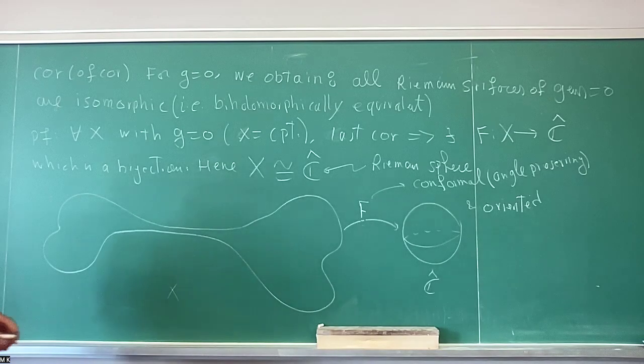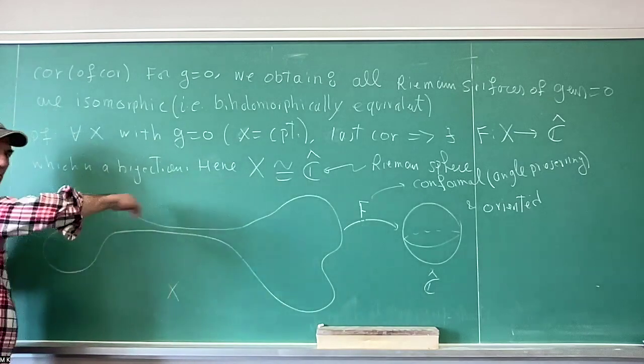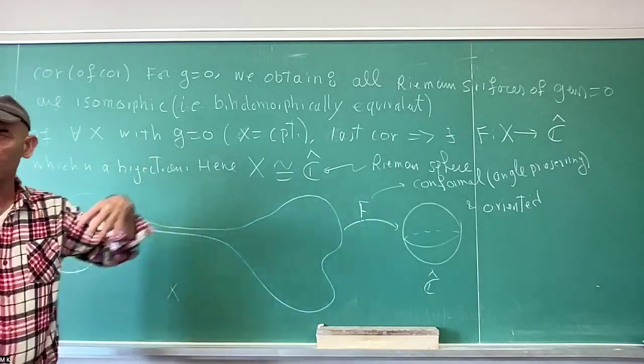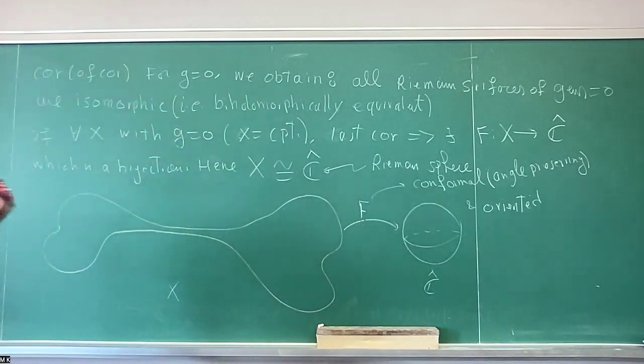Of course, you can take any other shape, not just a dog bone, maybe some other things that are your favorite things, and then you can conformally map it into the Riemann sphere in a bijective, orientation-preserving manner as well.